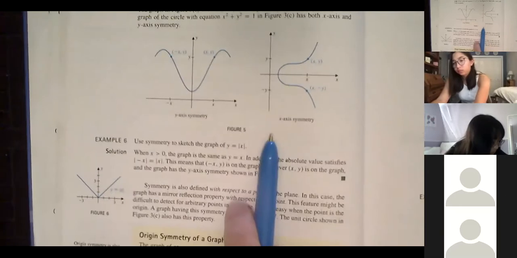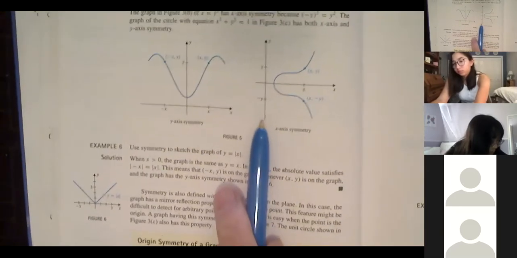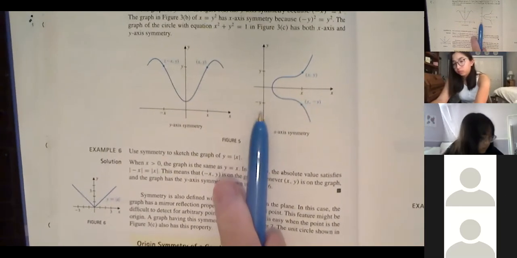And here's an example of something called x-axis symmetry. Sorry about it changing yellow. I don't know why it does that.